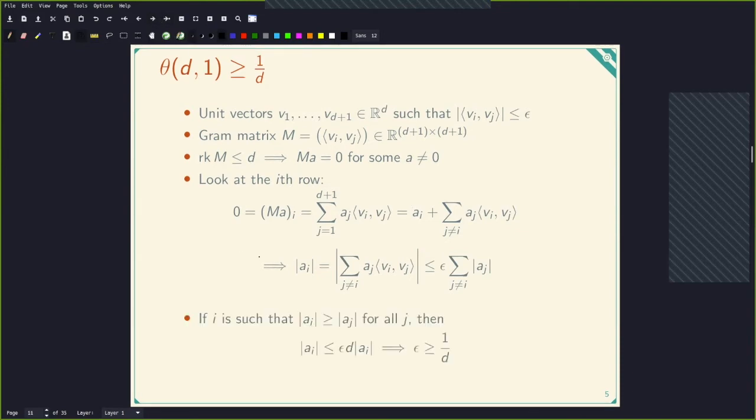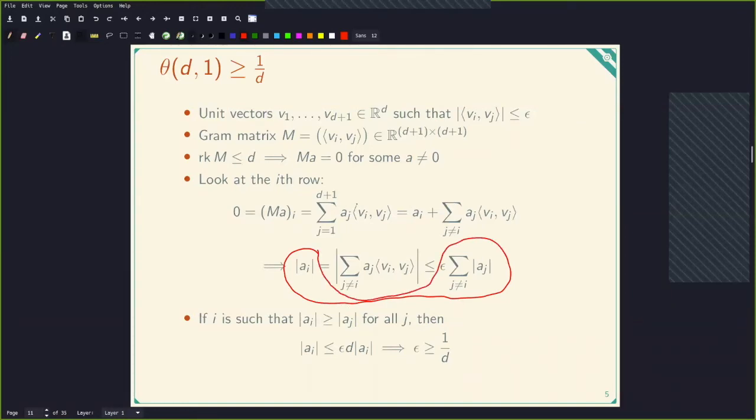Because this inequality holds for all i, I can just pick the largest coordinate of a. I can say that ai is the largest coordinate of a, and then take these terms and upper bound them by the absolute value of ai. We wind up getting that the absolute value of ai is at most epsilon d times the absolute value of ai, which then gives us that epsilon is at least 1 over d, because a was non-zero. So there is a proof that theta d1 is at least 1 over d. And the piece that's really important about this proof is this inequality right here.